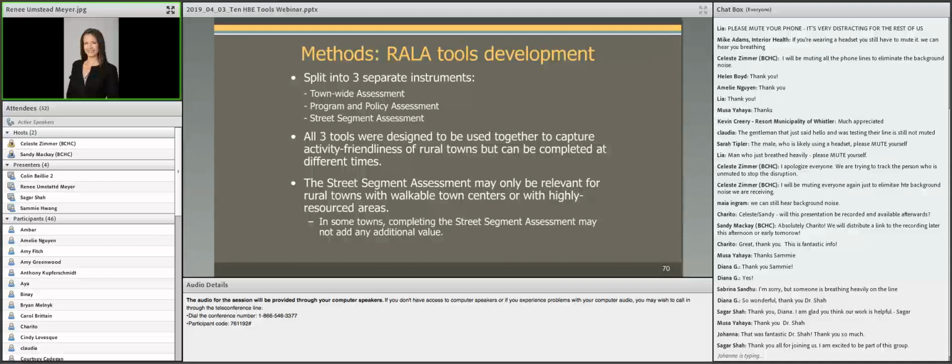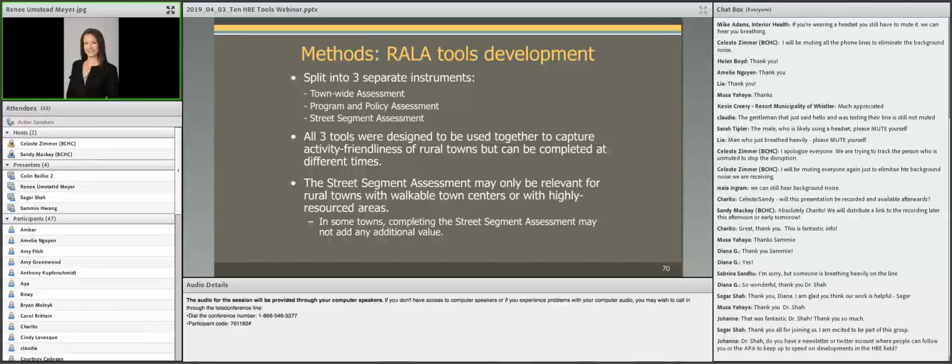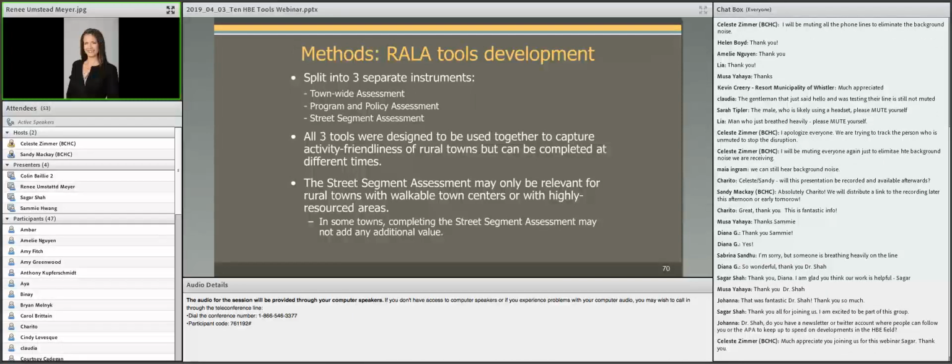And what we decided was that there really was a need for 3 separate parts of an instrument, or 3 separate instruments. For those of you who said that you have used the RALA tools before, you'll be familiar with these 3, and if you haven't, when you get to see them in the report, you'll recognize this. I'll spend some time talking about them for a second. So there's a town-wide assessment, there's a program and policy assessment, and then we retained a street segment assessment that was modified from many that already existed. And they were designed to be used together, but they can also be used individually if a community has a specific objective that they're working on, or they can be completed at different times to complement one another.